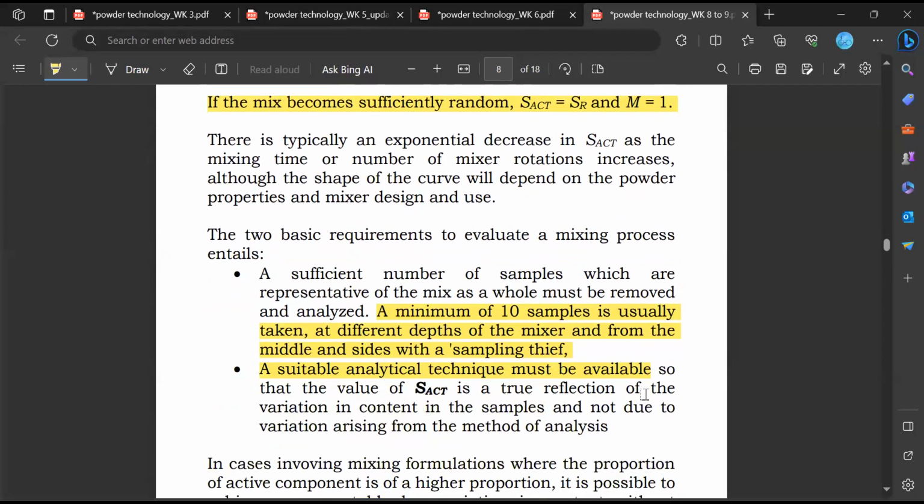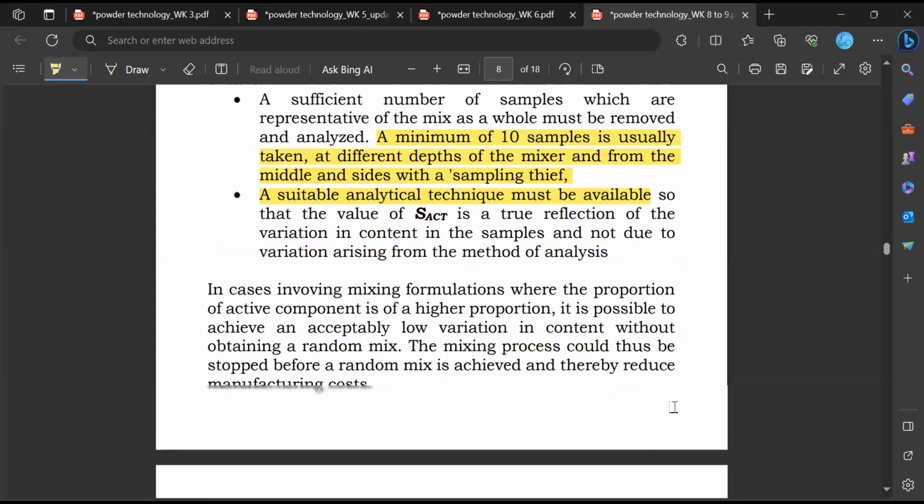There are two basic requirements to evaluate a mixing process. One is that you take a minimum of 10 samples at different depths. If you went to the industry, I'm sure you have seen this, where they use a sampling thief to remove the powder from different depths. Then you need a suitable analytical technique, so you see which analytical technique is available.